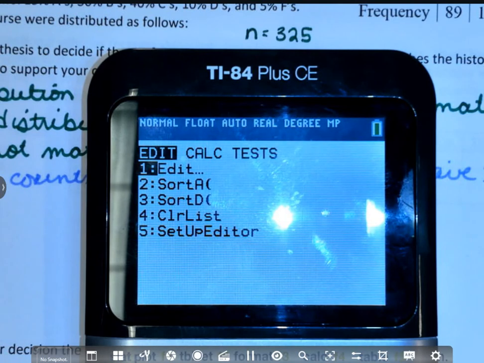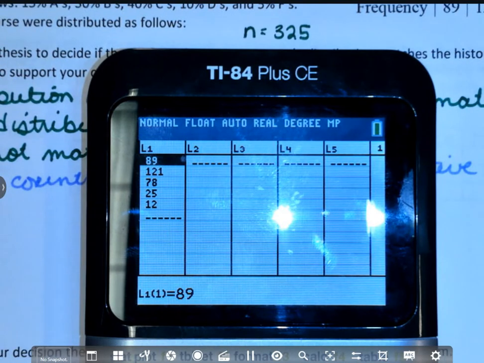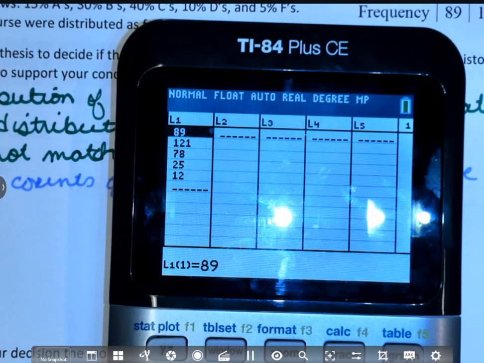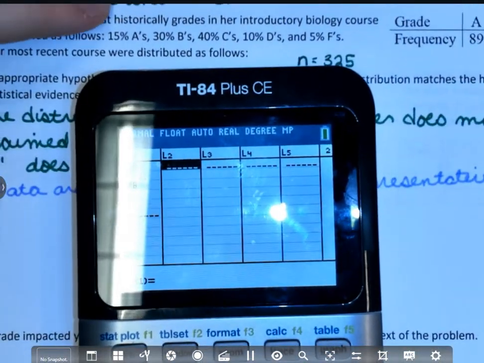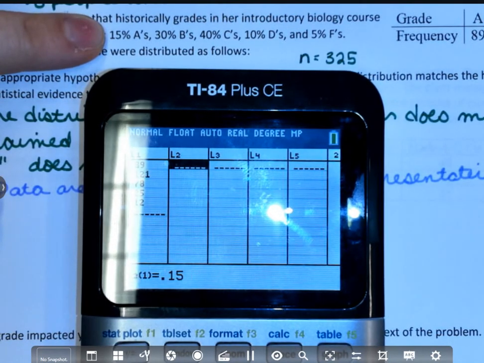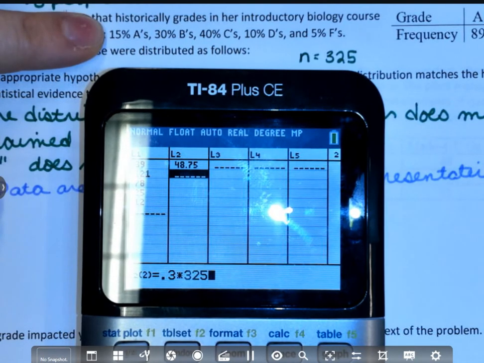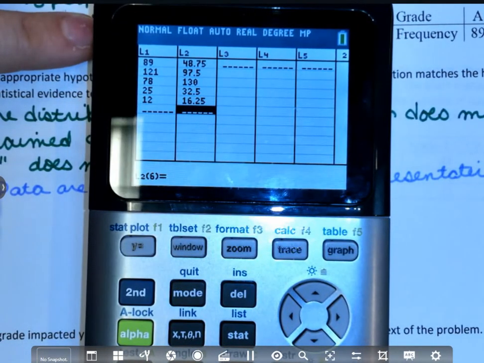If you don't want to do it that way, you really can just add those numbers up. I just prefer to hit fewer buttons. That's my thing. Lazy. Now you have a choice. For the expected cell count, if I go back to the distribution, here's my distribution, I can say 0.15 times 325, 0.3 times 325, 0.4 times 325, 0.1 times 325, 0.05 times 325. I can do it that way for my expected counts.